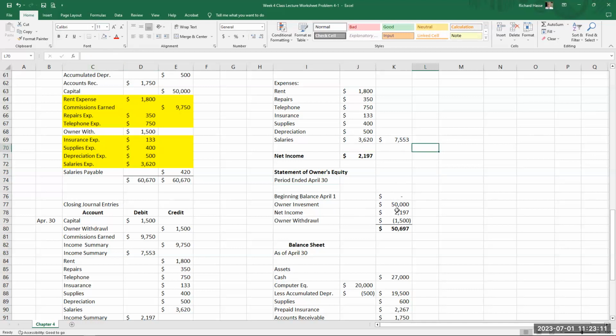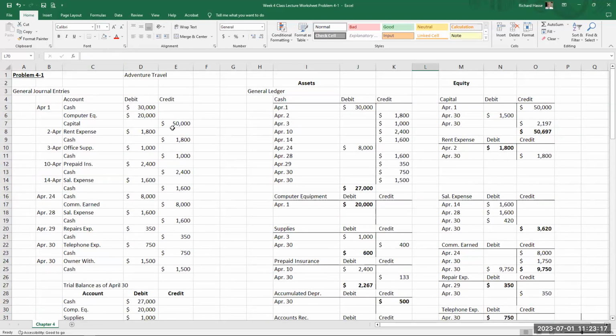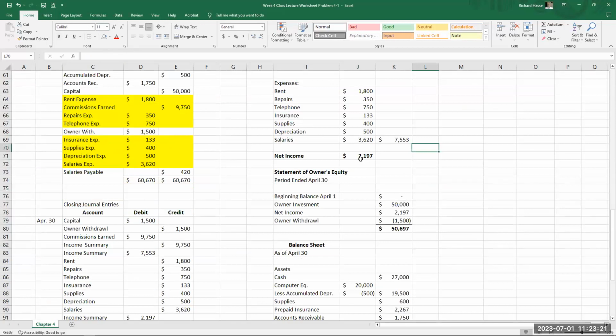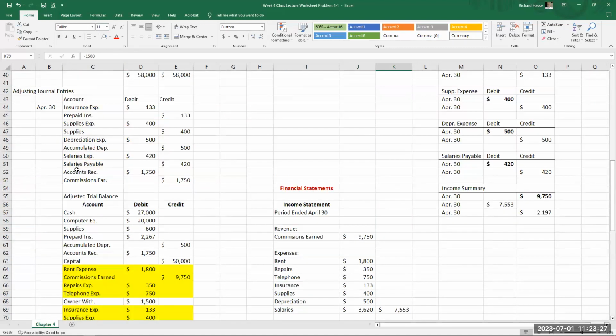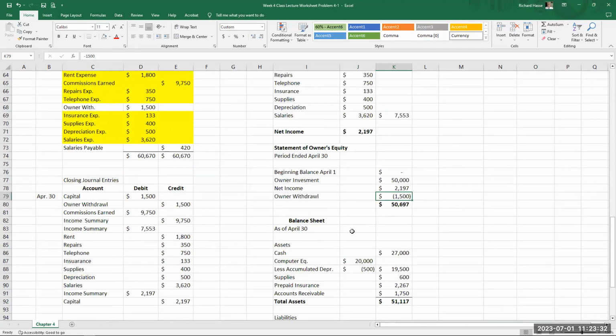So owner investment, the owner invested $50,000. Remember that transaction way back on April 1st, the owner setting up the business. Then they made a profit from our income statement. And then remember, they took out $1,500 as a withdrawal. That was on April 30th. The net effect is $50,697. Owner investment plus profits less withdrawals.